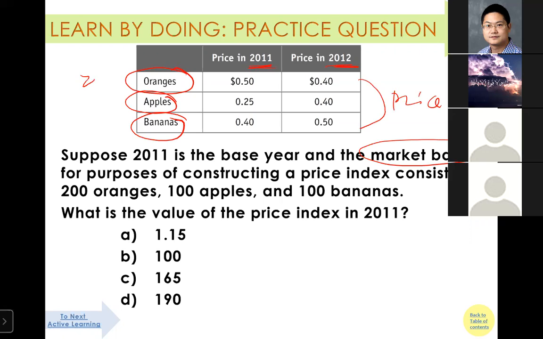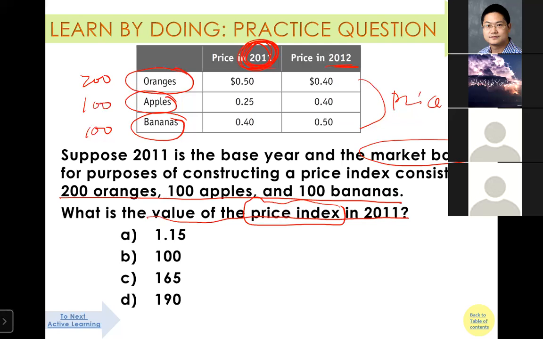200 orange, 100 apple, 100 banana. This is market basket. Furthermore, 2011 is chosen as base year. Now the question asks you, what is the value of price indexes in 2011? So the answer is immediate, 100. Why? Because we normalize the price index of base year as 100.